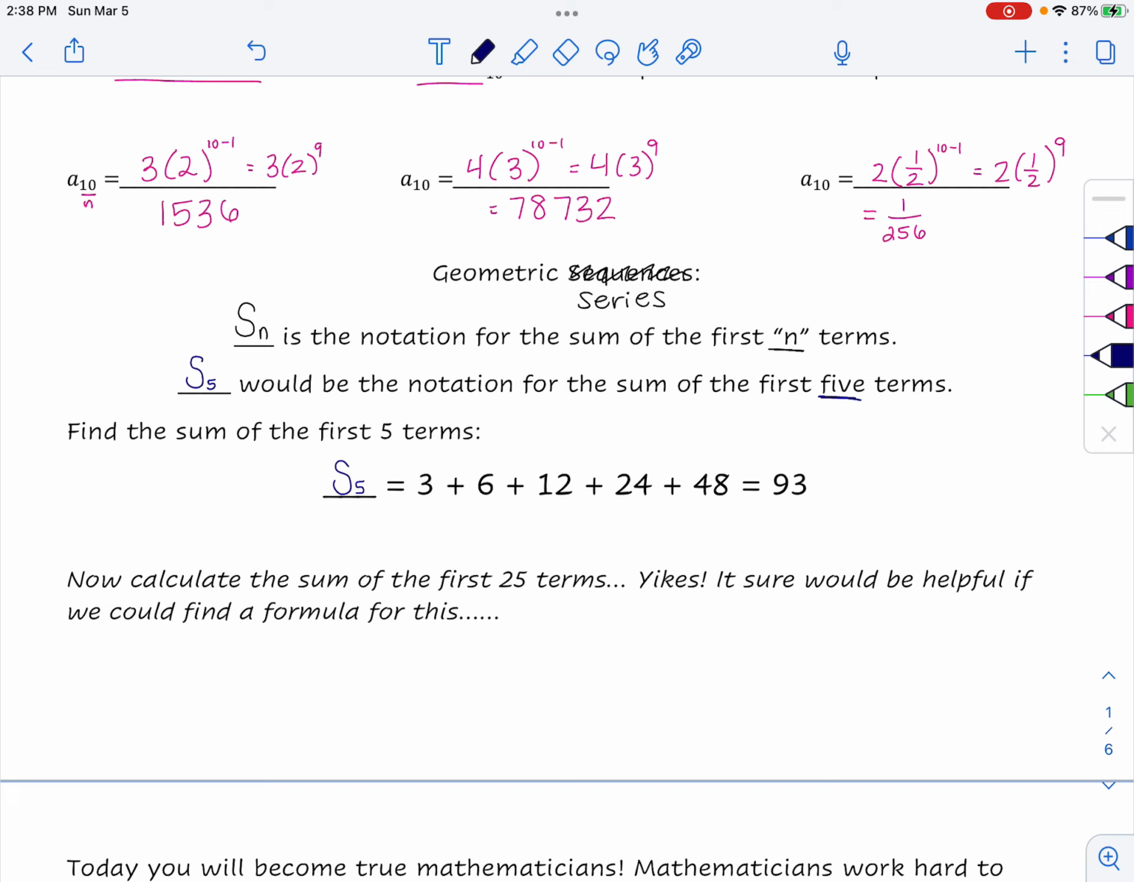All right, so right here it says find the sum of the first 5 terms for the series 3 plus 6 plus 12 plus 24 plus 48. If you add those all up, you get 93. All right, we got it. Now, for the same series, calculate the sum of the first 25 terms. Yikes. That would be difficult. I would have to first find the first 25 terms, and then I would have to add them all up. And that is a lot of work. It sure would be helpful if instead we had a formula for this. This is where I'll pick up in the next video.